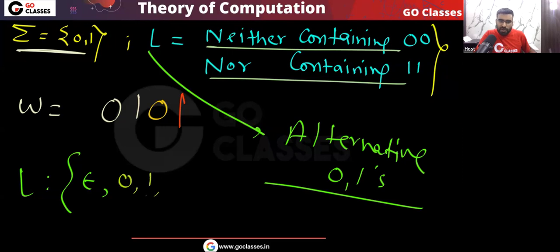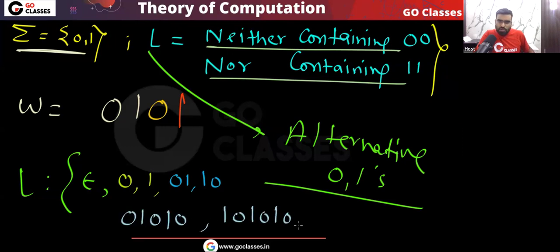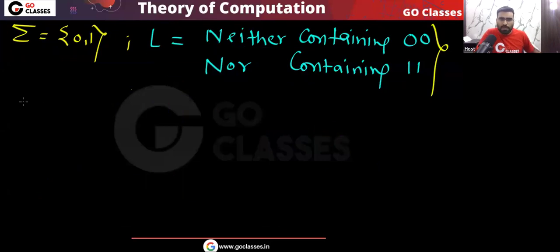I will have 0, I will have 1. But remember, I will have 0 1, I will have 1 0. I will have strings like 0 1 0 1 0 1 0 1 0 1 0, and 1 0 1 0 1, like this. Alternating 0s and 1s. Is this point clear? Please tell me, did you understand the language? So remember, in this language L, I will have alternating 0s and 1s.